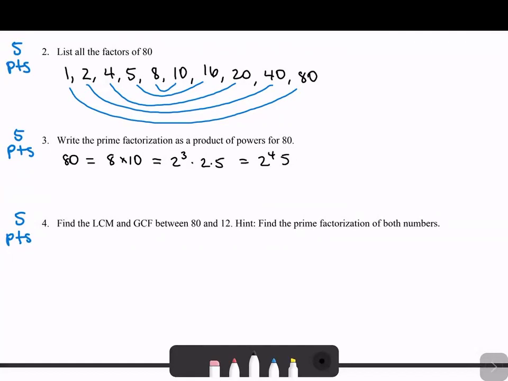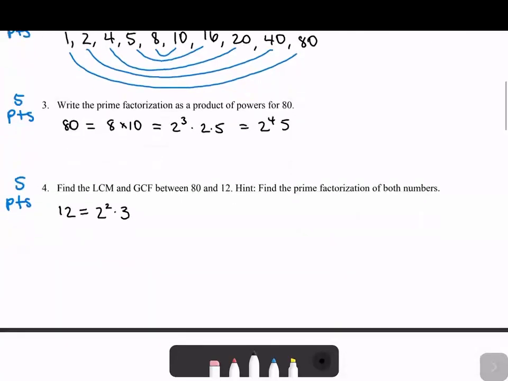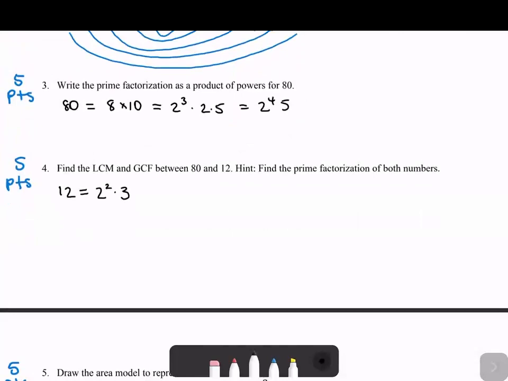Now we want to find the LCM and the GCF between 80 and 12. We want to look at the prime factorization of both numbers to do this. In number 3 above, we've already found the prime factorization of 80. So now we just need to recall that the prime factorization of 12 is 2 squared times 3, because 12 is 4 times 3. And to do this one, I want to use the Venn diagram because I like it.